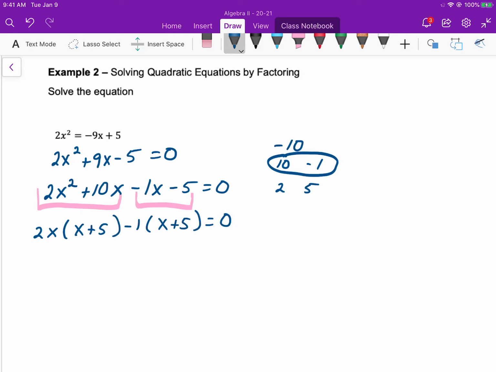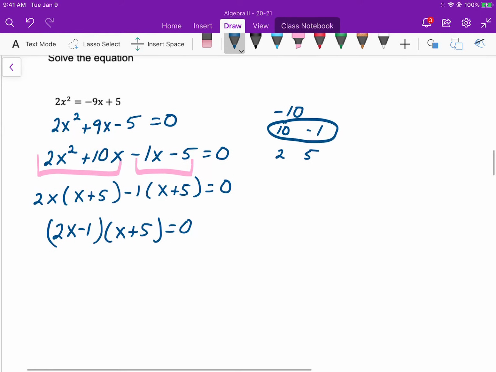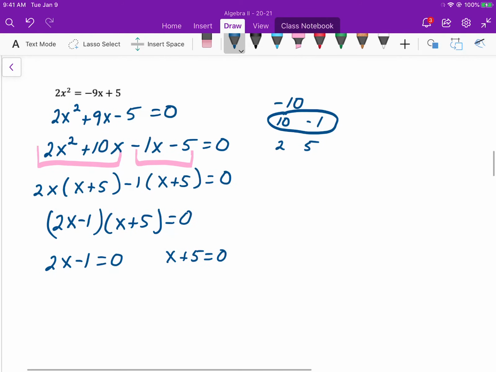So my factors of this quadratic will be 2x minus 1 and x plus 5, and that all still equals 0. Now I can split up these two factors and set them each equal to 0 in order to solve. I'll have 2x minus 1 equals 0 and x plus 5 equals 0. So now I can find that x will be equal to 1/2 and x will be equal to -5.